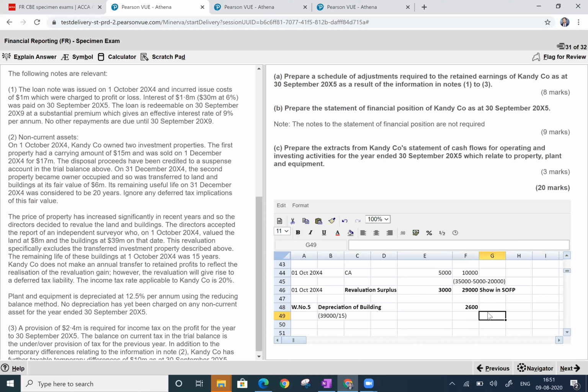Depreciation 2,600. Don't write SOPL. So this is my next question. Is it add retained earnings or less retained earnings? Yes, very good. It is less retained earnings. So right here itself, less retained earnings.